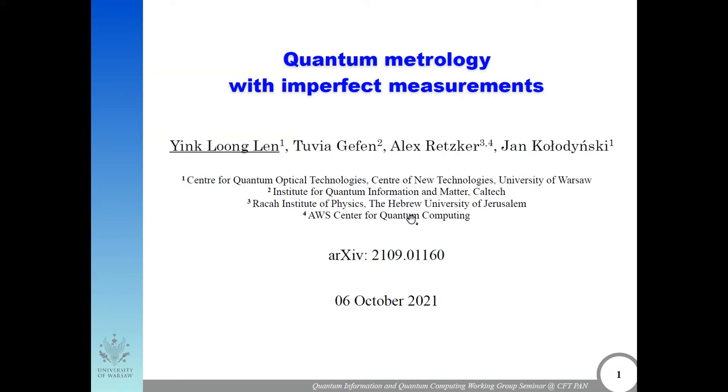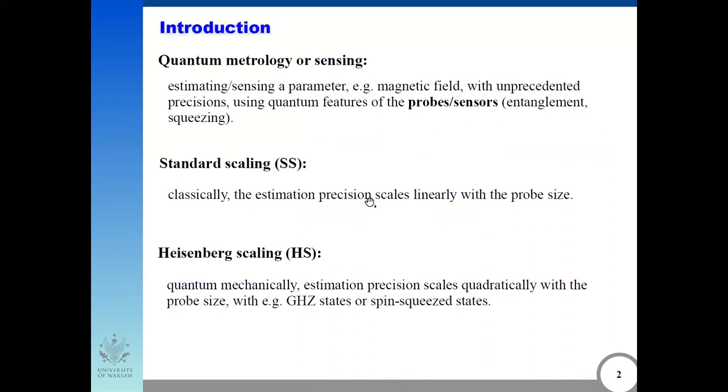So, a quick introduction. In this business of quantum metrology or quantum sensing, the ultimate goal is to sense or estimate a parameter. In general it could be a family of parameters, but let's focus now on just a single parameter, for example the strength of the magnetic field, temperature even, or the strength of the gravitational field. And we would like to utilize quantum features in our sensors or probes, for example squeezing and entanglement, such that we can achieve a very high precision of our estimation.